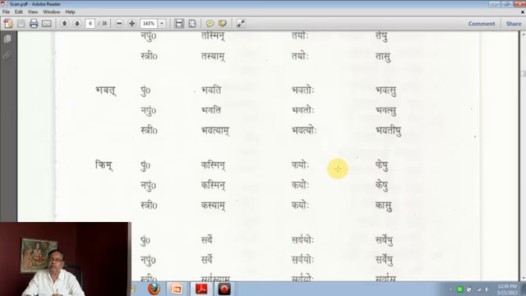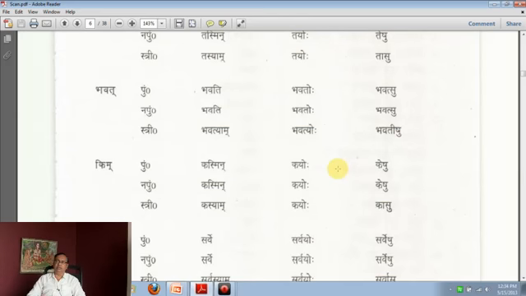Kim is an interrogative pronoun. We know that kim is no different from tat and etat. Only a letter changes, you can see. If tat became tasmin, this becomes kasmin. You can see that smin is common. Tasmin, kasmin. Kim. Only one letter changes here.